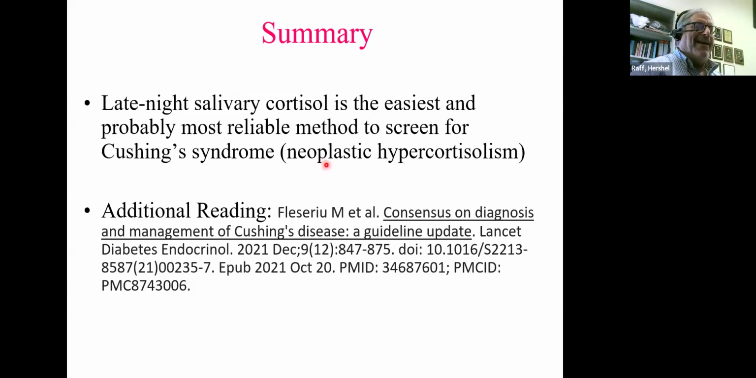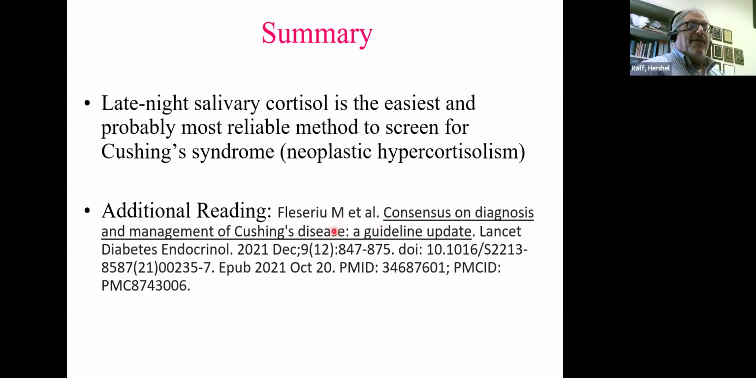And I'm happy to say, people tell me, oh, you invented this test. Actually, it was invented in 1960. It just never caught on until Dr. Findling and I started doing it, and it wound up in the guidelines. And this is the newer, updated guidelines, Maria Fleseriu in Lancet Diabetes and Endocrinology in 2021. I was very fortunate to be the lab guy involved with this. It was a great experience. Of course, I'm not a management person. I'm a diagnosis person, so that part I had nothing to do with.